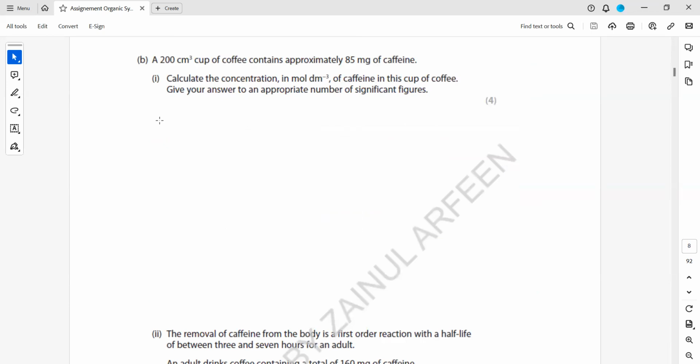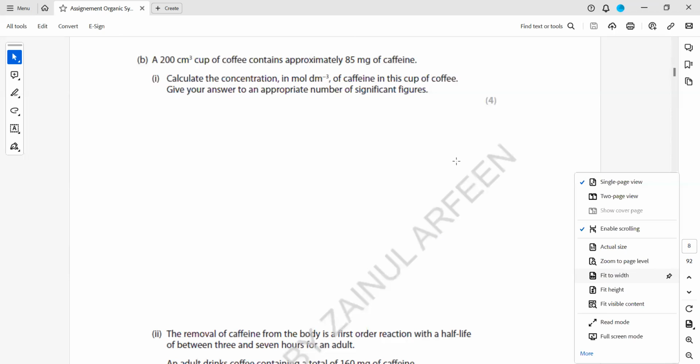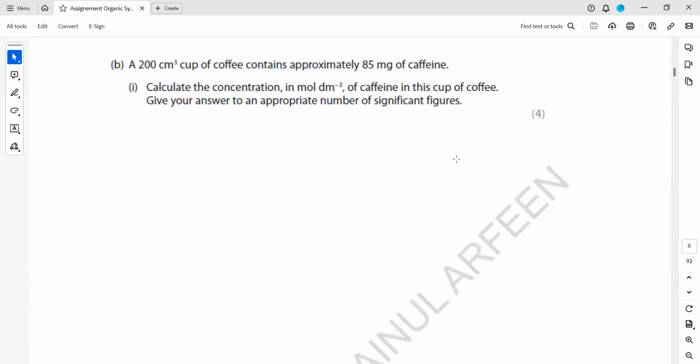A 200 cm cube cup of coffee contains approximately 85 milligrams of caffeine. Calculate the concentration of caffeine in moles per decimeter cube. Give your answer to an appropriate number of significant figures, so we usually use three significant figures. What is the concentration? Concentration is moles divided by volume. The volume is 200 cm cube; we divide by 1000, so it will be 0.2 decimeter cube.